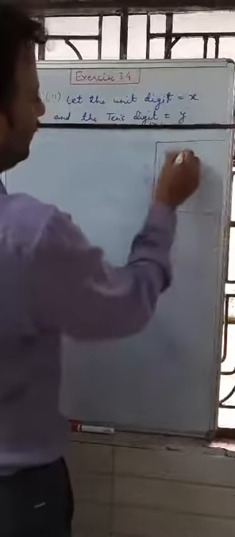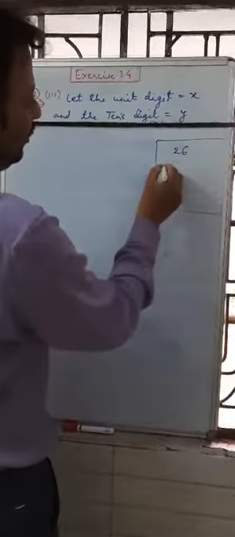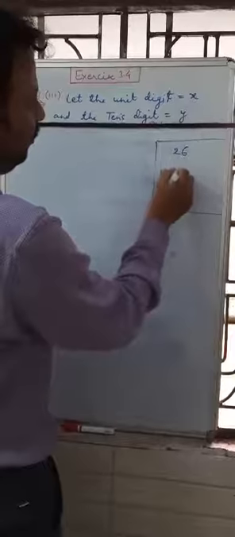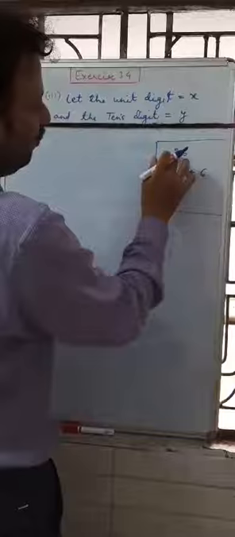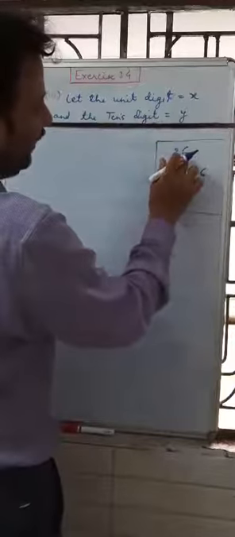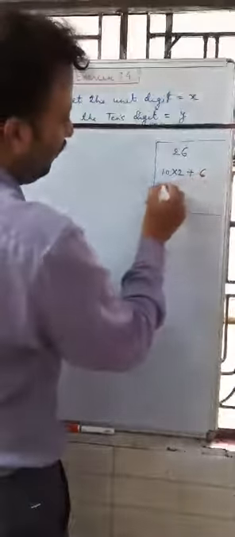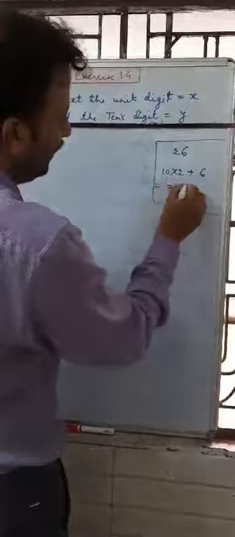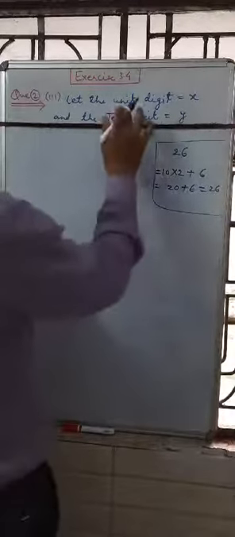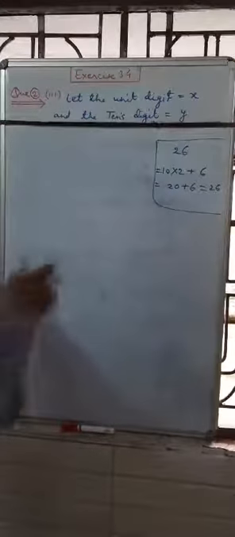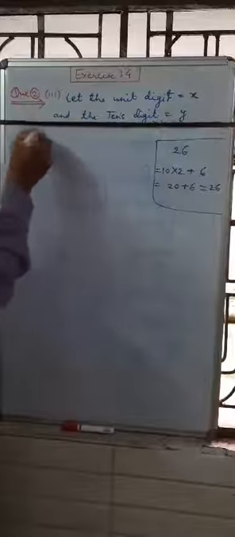We know very well. Suppose we are having a number 26. So how do we write it? 10 into 2 plus 6. That means 10 into the tens digit, then plus the unit digit, which is equal to 10 times 2 plus 6, which is 26. So that is the way of writing the number if you are having the unit digit and tens digit.